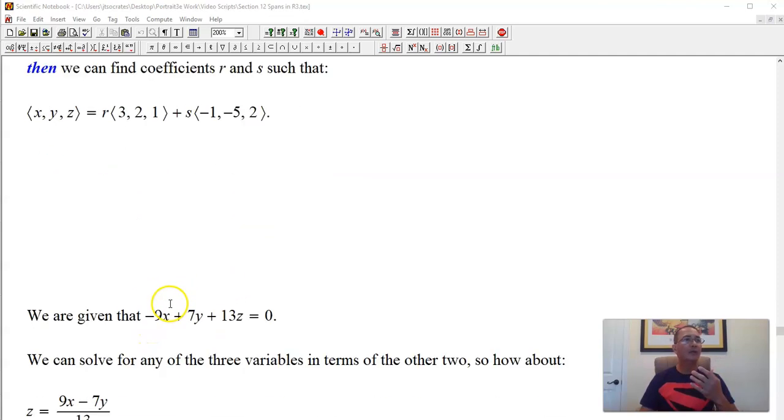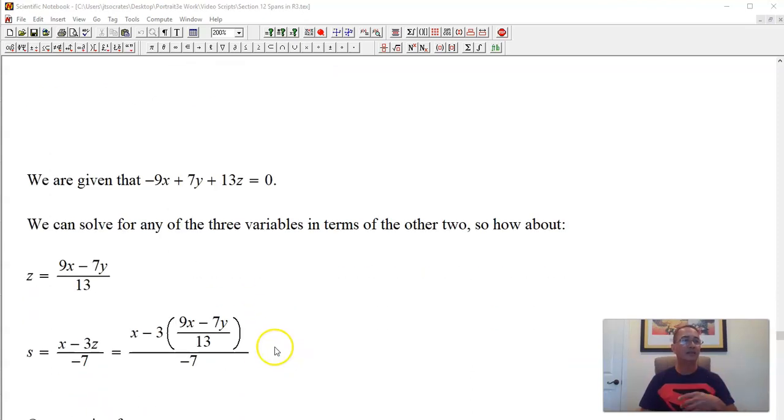So how are we going to do that? Well, we are given this time that x, y, and z satisfy this equation. So we can solve for any of those variables in terms of the other two. So how about z? We can solve for z isolated, 9x minus 7y on the other side, all divided by 13. Now we solved for s last time. S was x minus 3z over negative 7. So we can plug in that value for z into that equation, and we can ask Scientific Notebook to compute that for us. We just get 2 over 13 x minus 3 over 13 y.